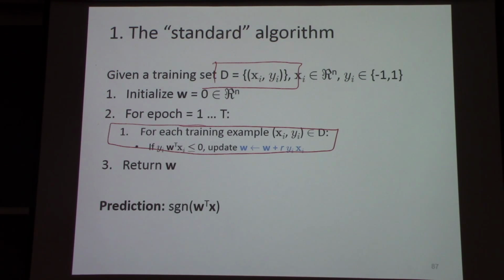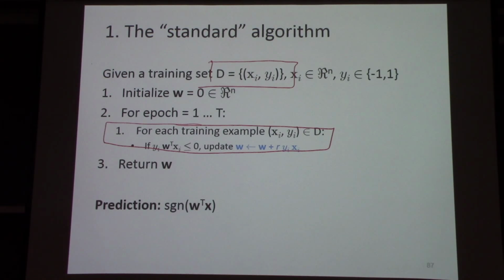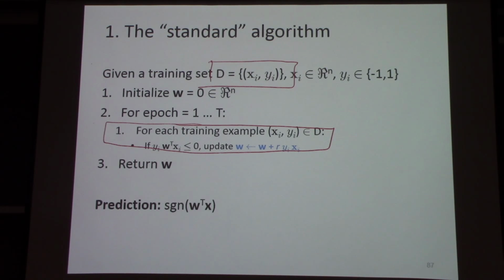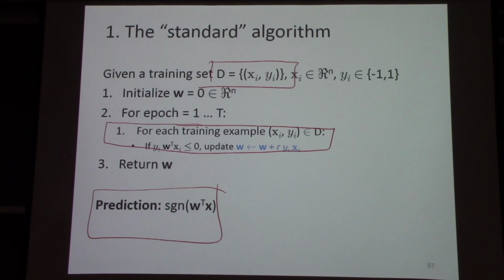So now the question is how many epochs and all that. We'll get to that in a bit, but I just want to remind you that irrespective of what the learning changes are, prediction is still the same. Finally, you just predict with the sign of w dot x. Was there a question?